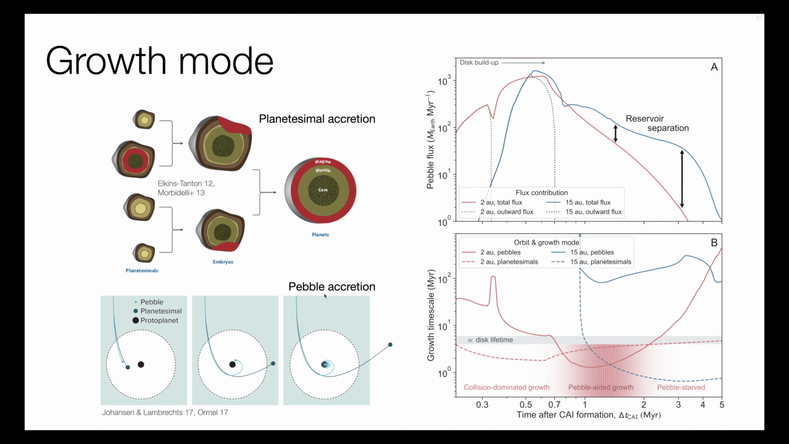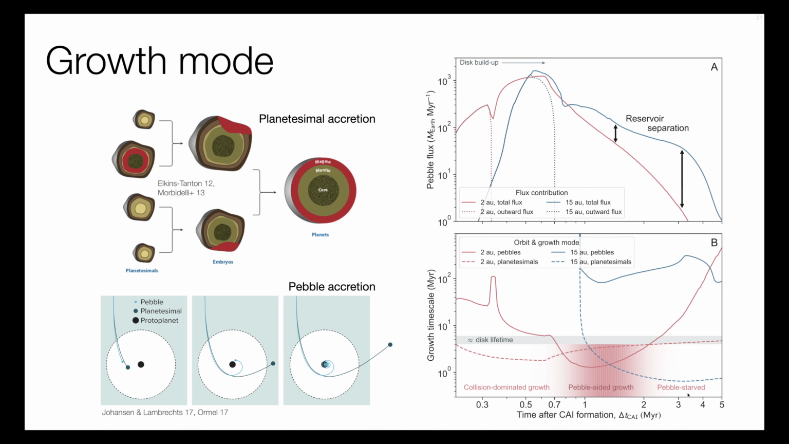The solid lines represent the timescale for growth of Ceres-sized planetesimals from pebble accretion at 2 AU in red and 15 AU in blue. The dashed lines show the timescale for planetesimal collisional accretion. The plot indicates that the early phase in our simulation is dominated by collisional growth, then transitions into a pebble-dominated phase, and finally to a pebble-starved or collision-dominated phase.